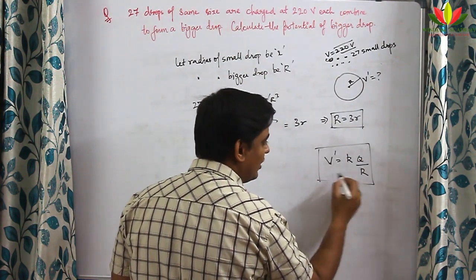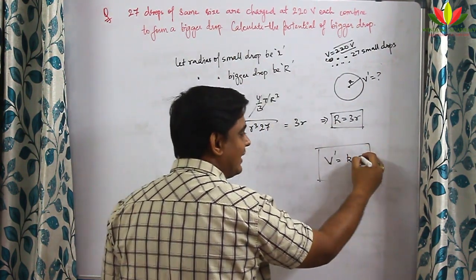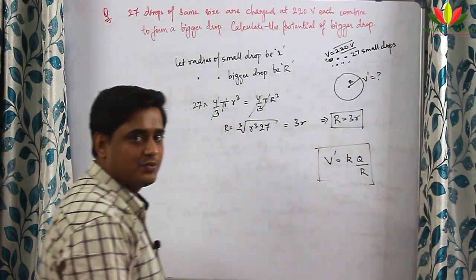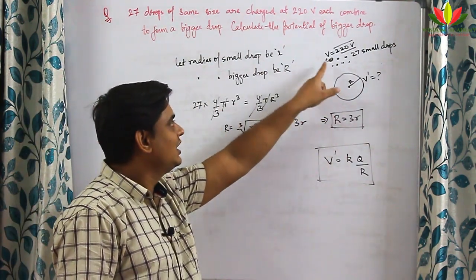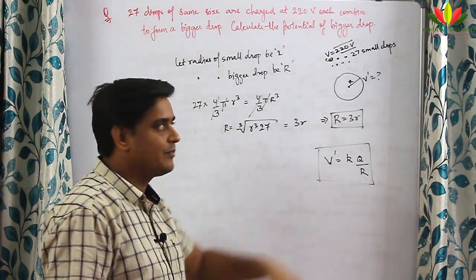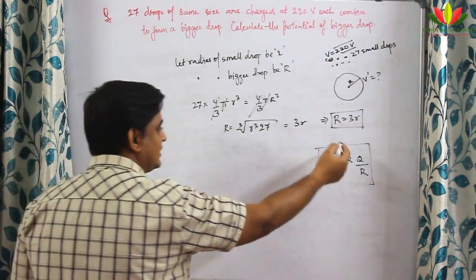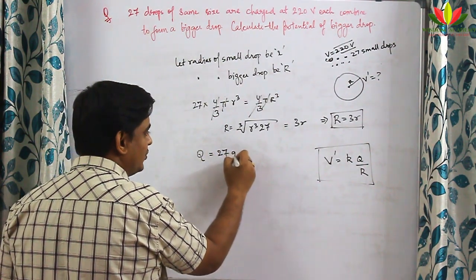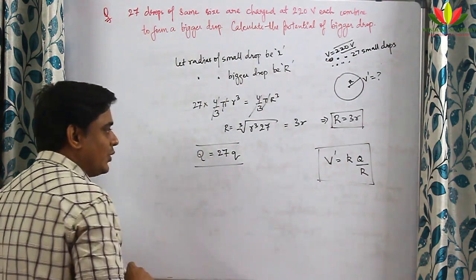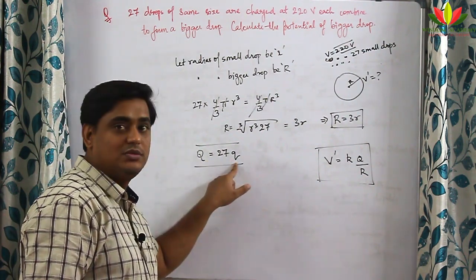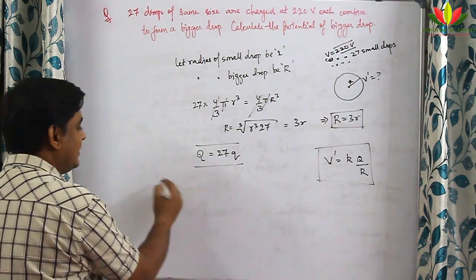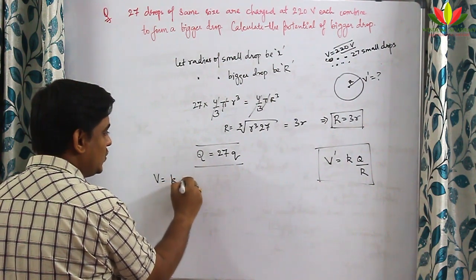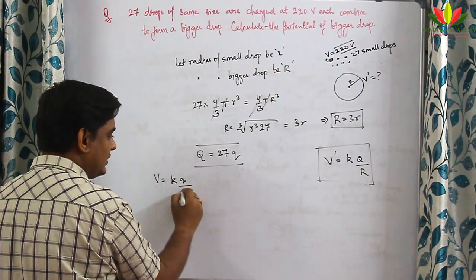Now, I have got R in terms of small r, I will again find Q in terms of small q, total charge, because total charge on this and total charge on this may not be same. Let us find what is the total charge on this. So, total charge on this Q will be equal to 27 times of small q, isn't it? So, 27 times of small q, you want to find this Q. How to find this Q? We know that V is equal to K into q by r.